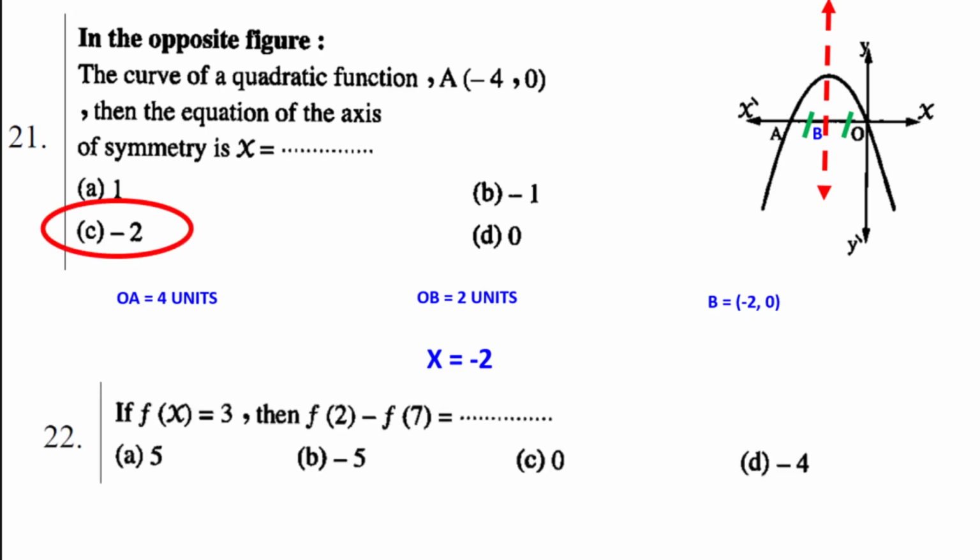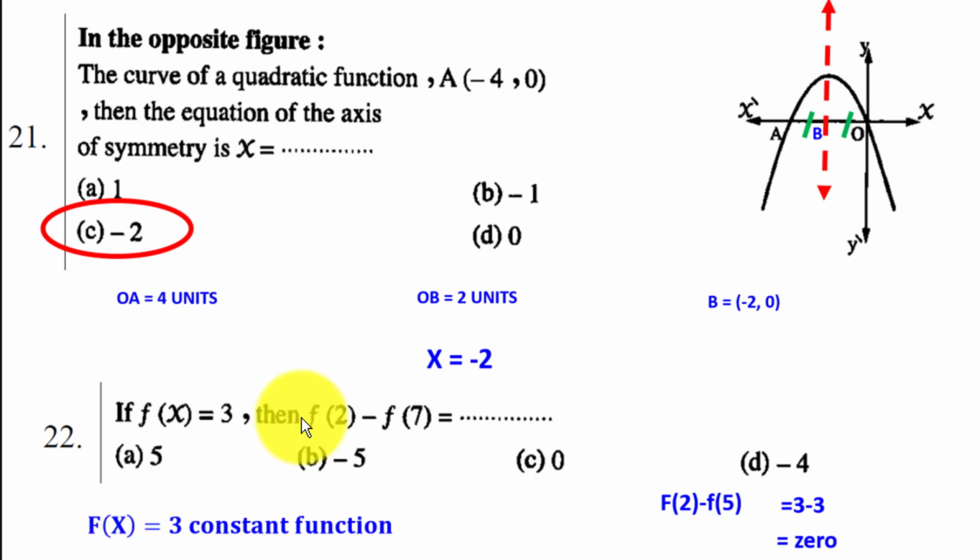Number 22, if f of x equals 3, then f of 2 minus f of 7 equals what? f of 2 equals f of 7 equals the constant, which is 3. Now 3 minus 3 equals 0. Here f of x is the constant function 3. We can deduce that f of 2 minus f of 7 equals 3 minus 3 equals 0. It's 7, not 5, guys. Sorry for that. The correct answer is 0.